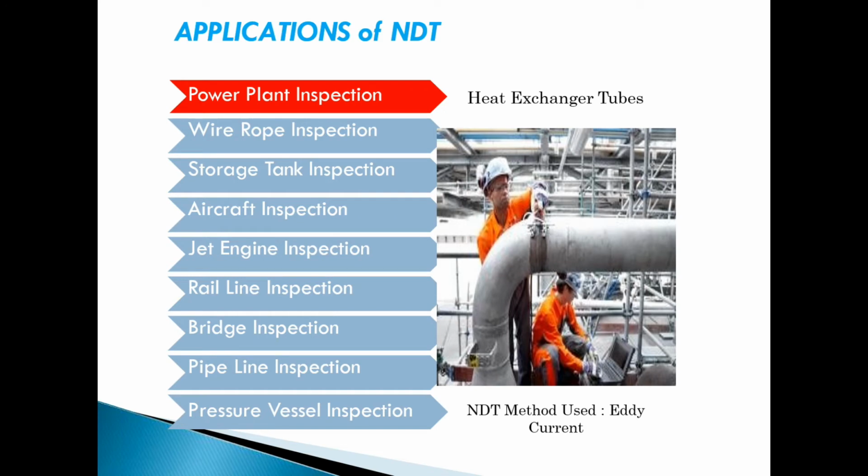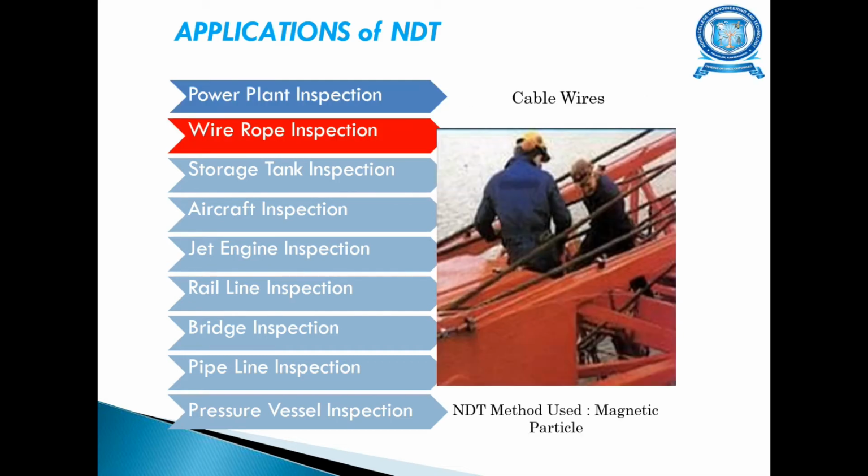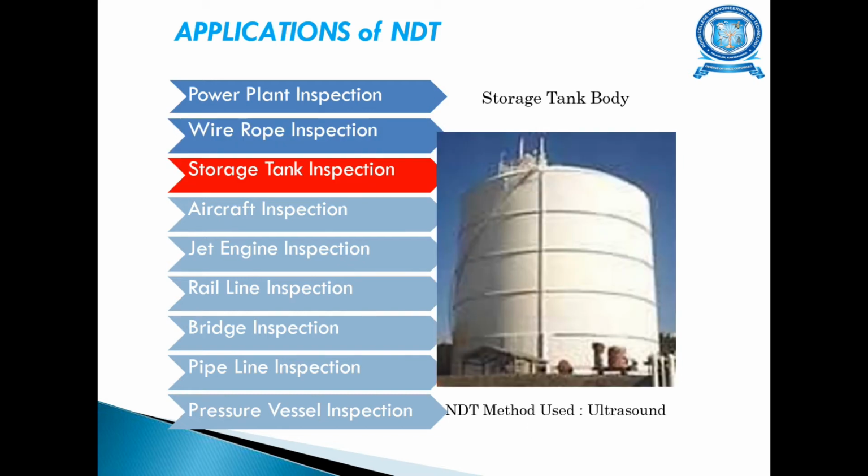So coming to the applications of non-destructive testing, first is for power plant inspection. See here, you can see from the figure. So this eddy current testing is being used for testing of heat exchanger tubes. And the next one is the wire rope inspection. Here the cable wires are being tested by using the magnetic particle testing method. And here in this storage tank inspection is being carried out by the ultrasound testing method.